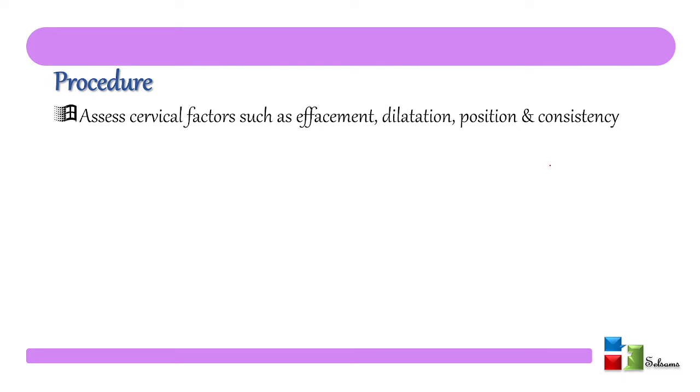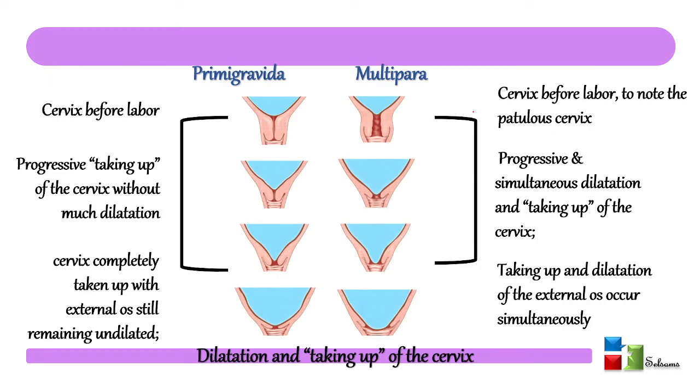So let me explain what effacement is. Effacement is about the cervix: the cervix will be taken into the lower uterine pole. It will merge. This is a primigravida, the first pregnancy mother's cervix, and this is a multipara. She already delivered one child, so her cervix will be like this. So this is before the labor. Look at the length. The length of the cervix will be the same, 4 centimeter.